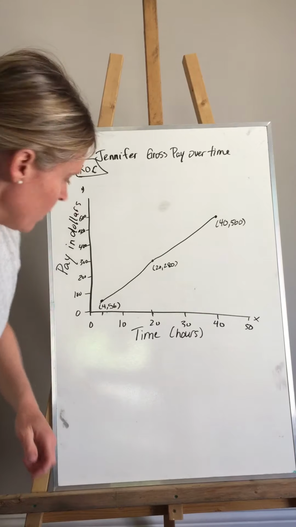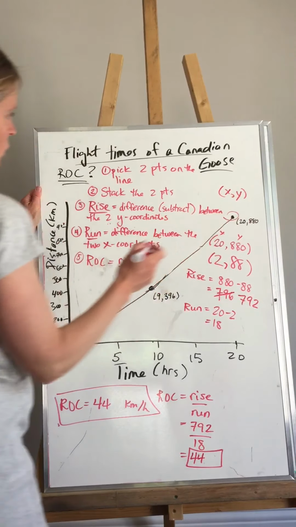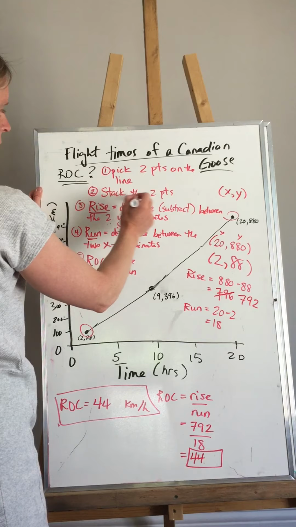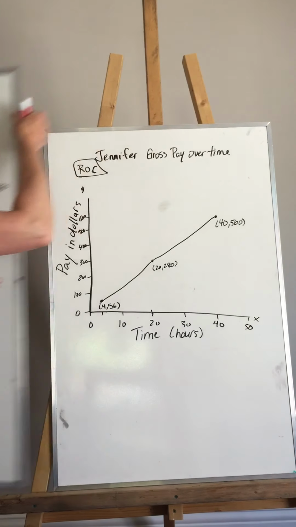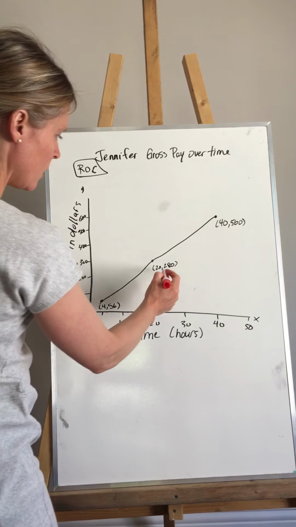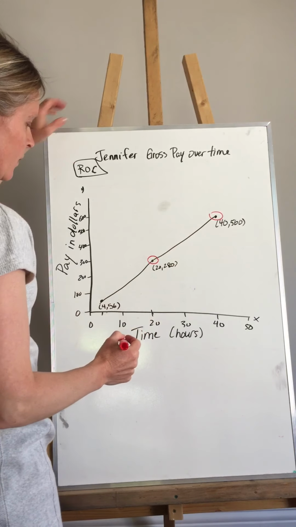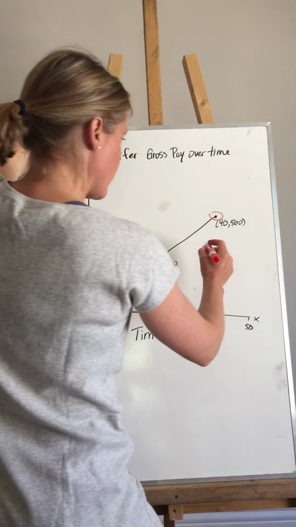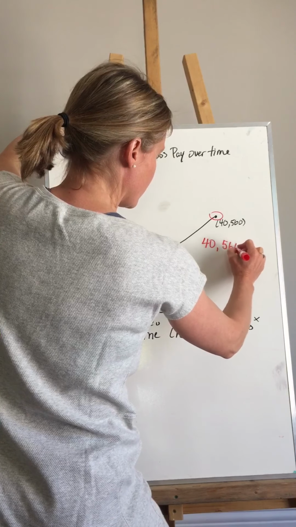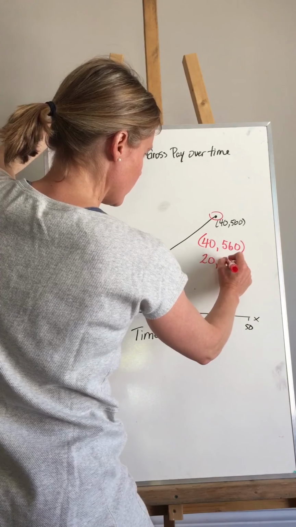So recall, if I can refer back to this, I'll look at the first two steps: pick 2 points on the line and stack the 2 points. Okay, so we'll do those 2 steps. These are kind of nice numbers. Let's pick this point this time and this point, and we're going to stack them. Let's write them here. I've got a point, 40 hours, $560, and then I've got the point 20, 280.